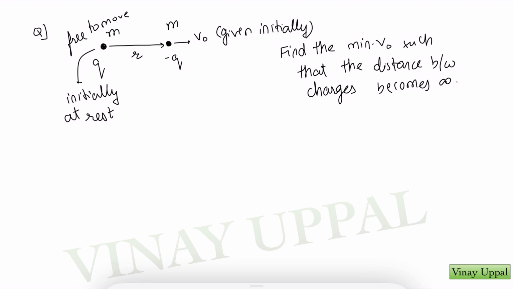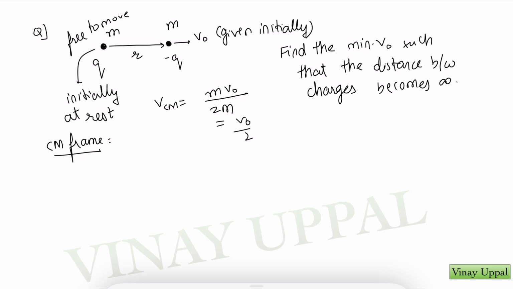If you want, you can pause the video and give it a try, and then you can take a look at my solution. Okay, so the best way to do this would be to go to the center of mass frame. First, let's calculate the velocity of the center of mass in the ground frame. The left is released from rest and the right has a velocity v naught. The formula was m1 v1 plus m2 v2 and so on divided by total mass. So m v naught for the right hand side charge divided by the total mass 2m, so this will be v naught by 2.